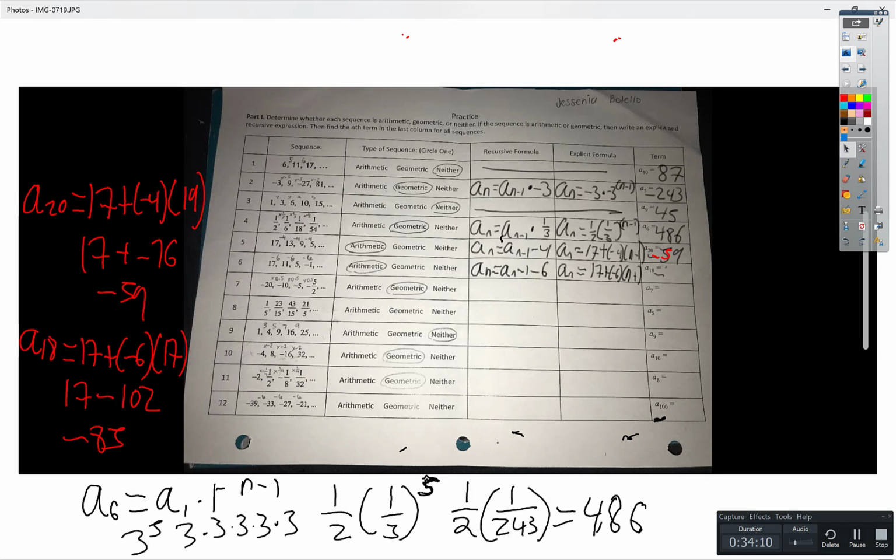That's our value, -85. And once again, please clear annotations. Please clear.